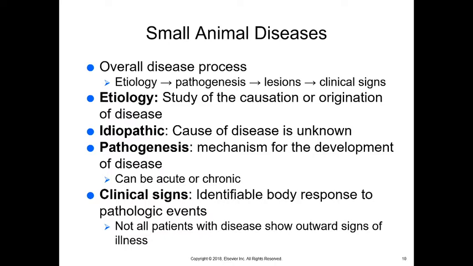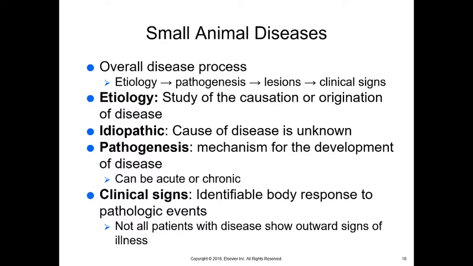A disease can be acute, meaning it's happening very quickly, or it can be chronic, which means it happens over time. Clinical signs will be different based on whether it's an acute disease or a chronic disease. Clinical signs are identifiable body responses to pathologic events. Not all patients with the disease will show outward signs of illness.